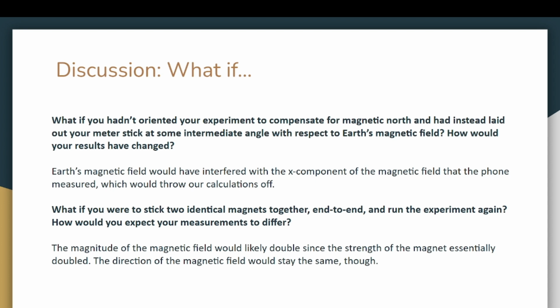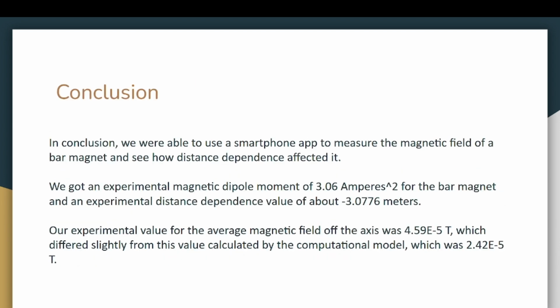What if you hadn't oriented your experiment to compensate for the magnetic north and had instead laid out your meter stick at some intermediate angle? How would your results have changed? The Earth's magnetic field would have interfered with the x component of the magnetic field that the phone measured, so that would throw off our calculations. And if we used two identical magnets, how would our measurements differ? I believe that the magnitude of the magnetic field would double, and the direction would just stay the same.